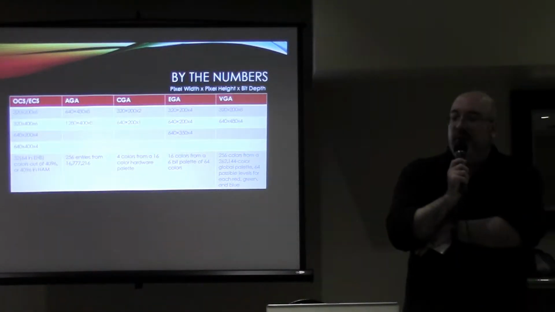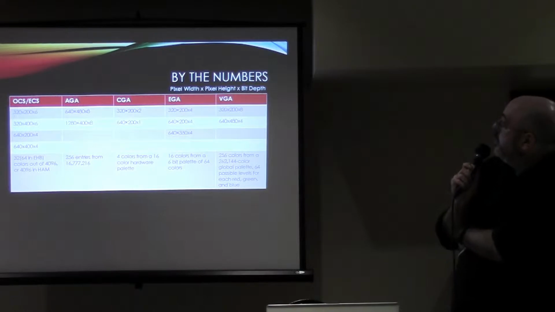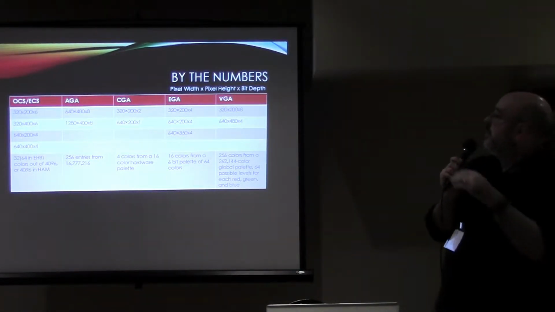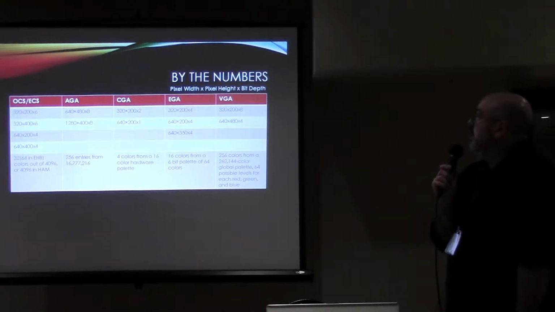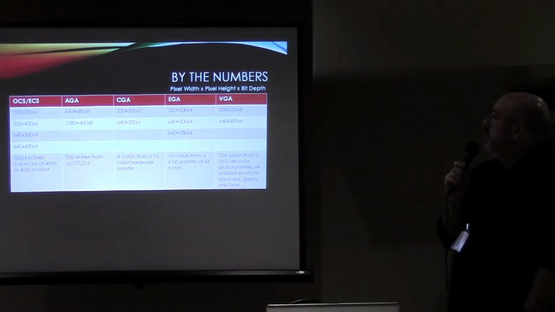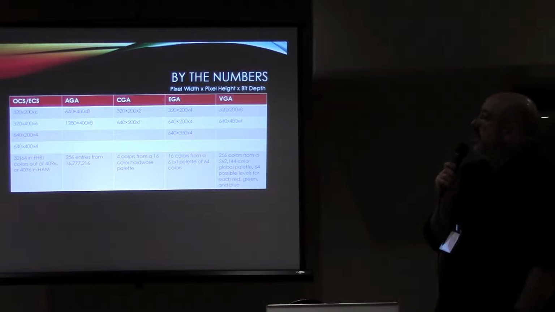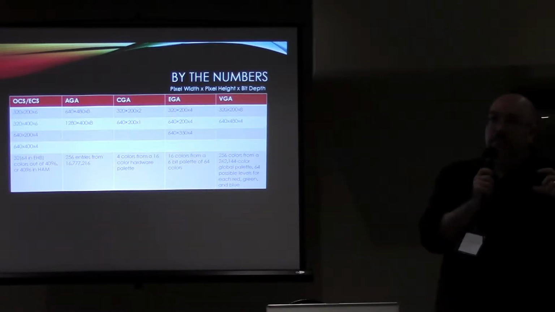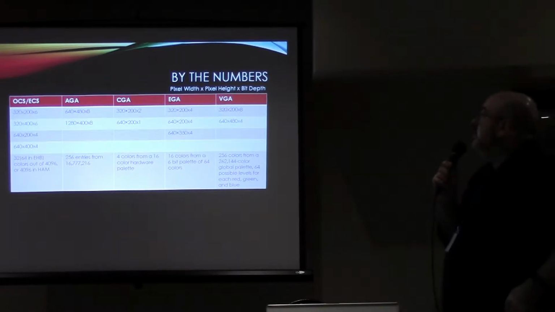So here we have some boring graphs. We'll get into the good stuff in a minute. But here are the original capabilities for each of the machines up there. We have the OCS or ECS, again the old chipset or the extended chipset. Those are some of the resolutions: 320 by 200 or 320 by 400 interlaced, by 6-bit planes. So again, up to 64 colors, or HAM at 4096.